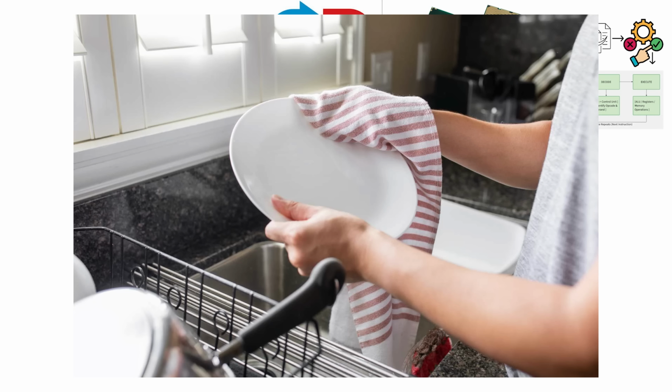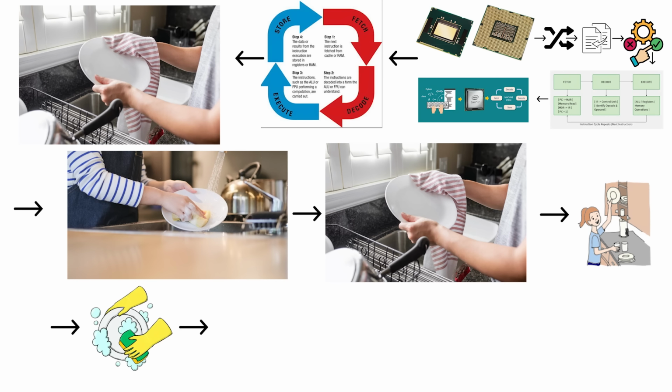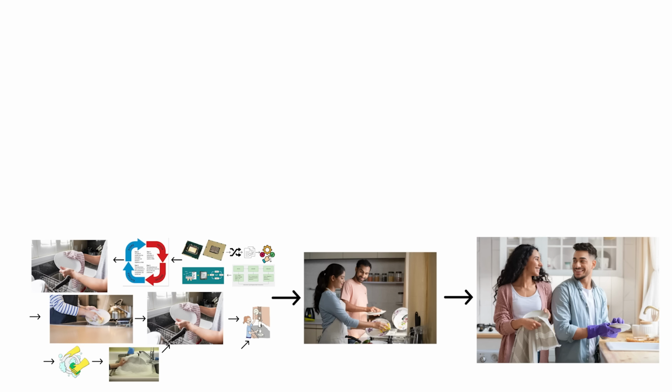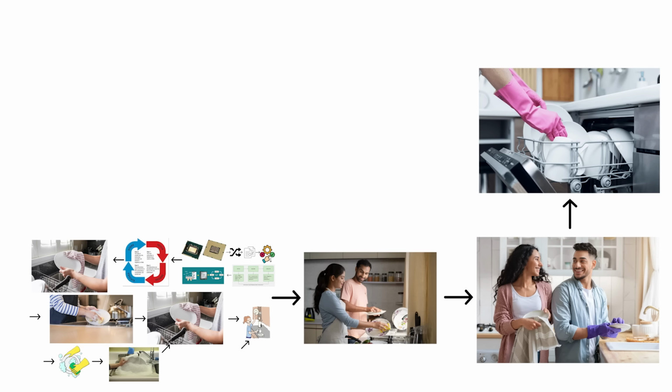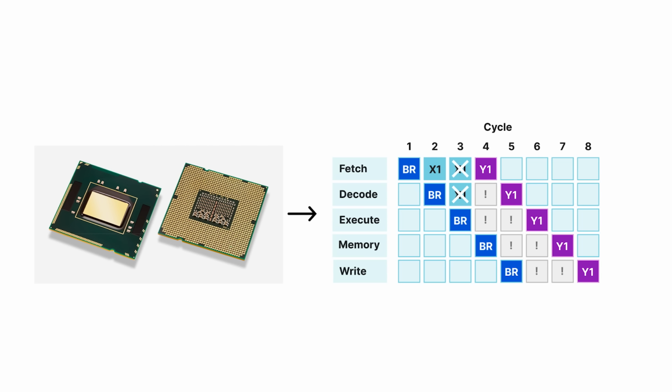Think about washing dishes. The old way is wash one dish, dry it, put it away, then start the next dish. Pipelining is like having 3 people where one washes, one dries, and one puts away, all working at the same time on different dishes. You still spend the same amount of time per dish, but you finish way more dishes overall because nobody's waiting around. Modern CPUs can pipeline 8 or more instructions at once.